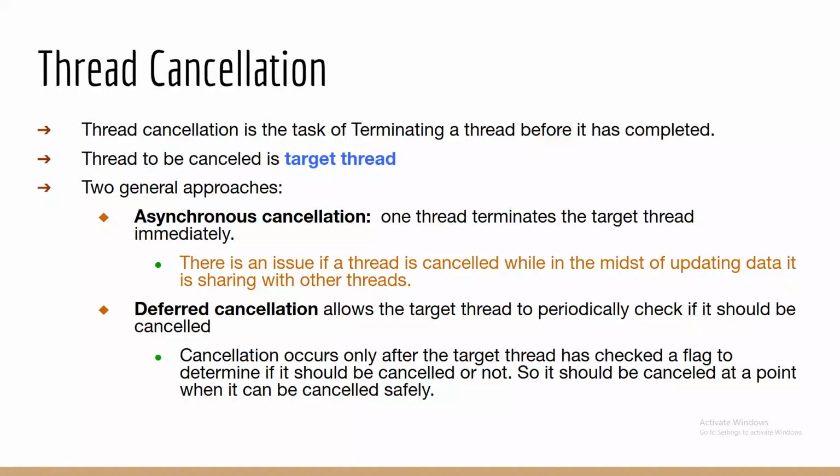Thread cancellation is the task of terminating a thread before it has completed. For example, you might have multiple threads searching a database. Once one thread finds the result, you can cancel the rest. The thread to be cancelled is called the target thread. There are two general approaches to do this cancellation. One is asynchronous cancellation. Asynchronous cancellation is basically where one thread immediately terminates the target thread.